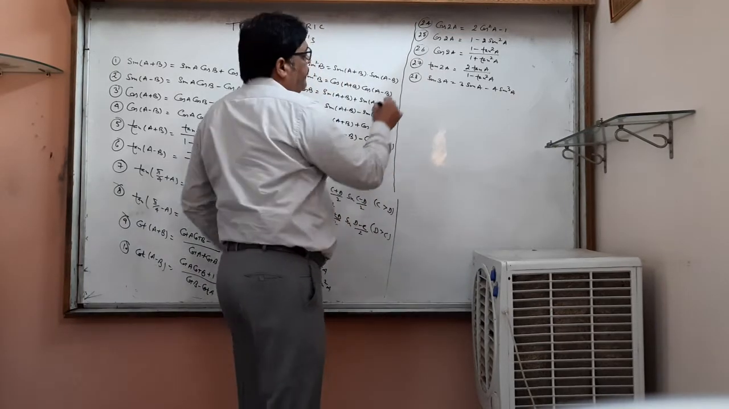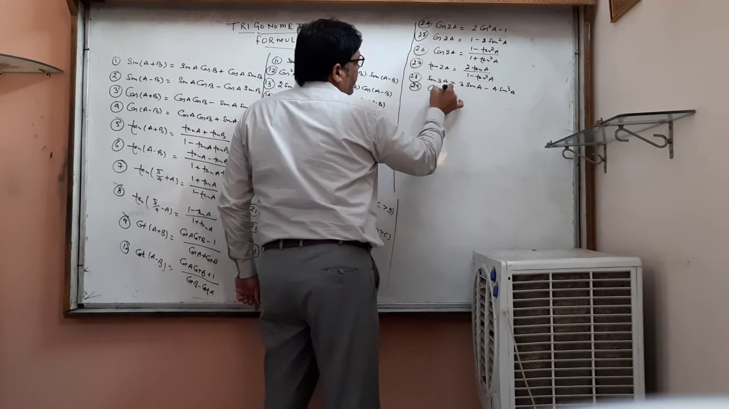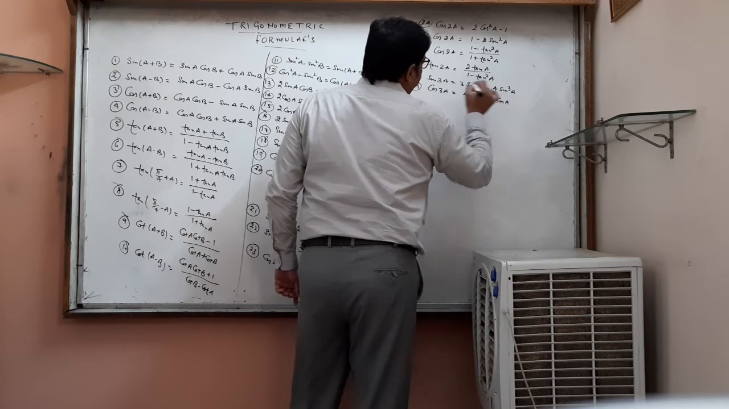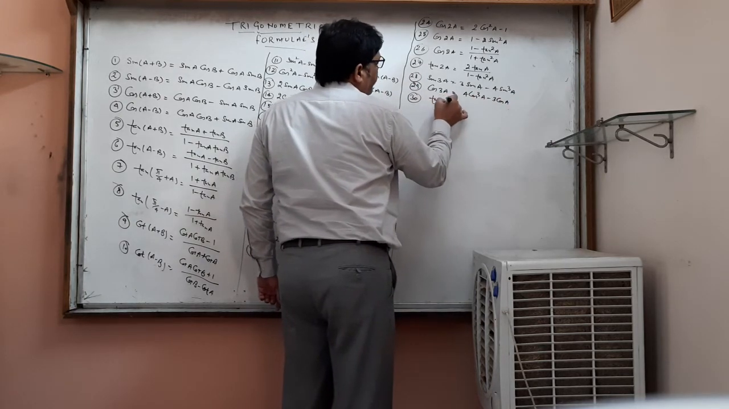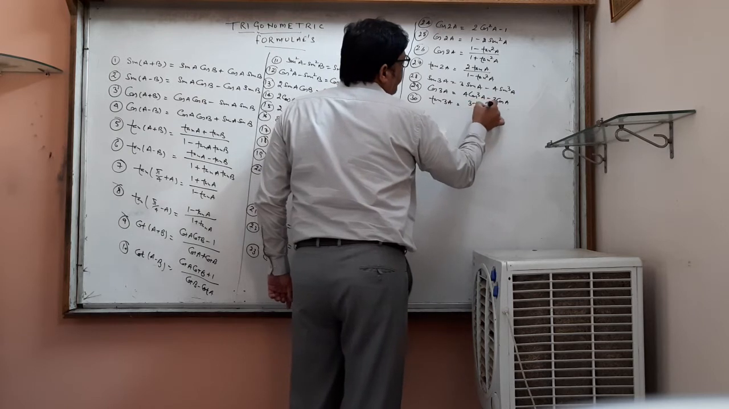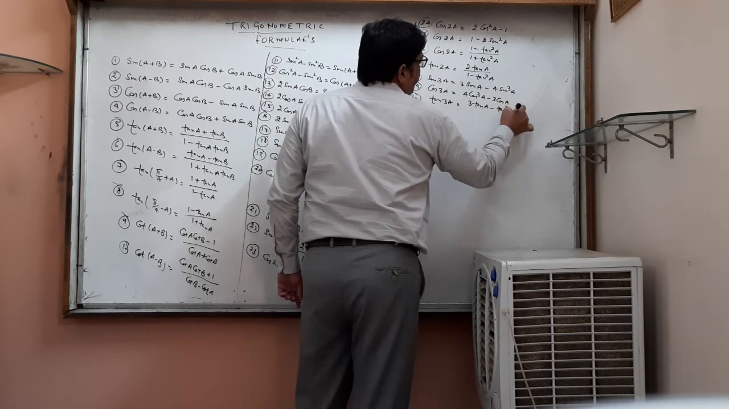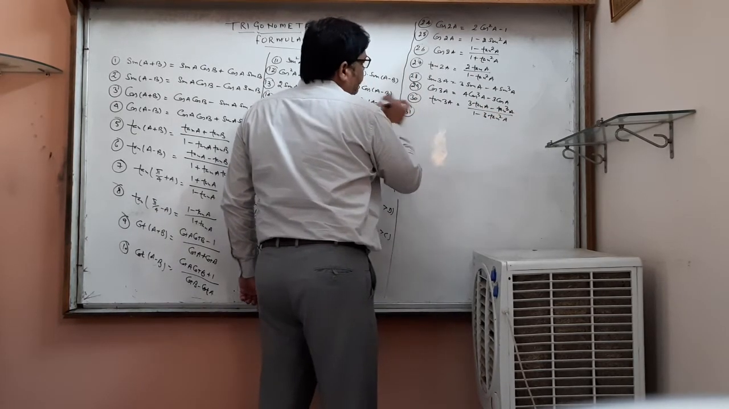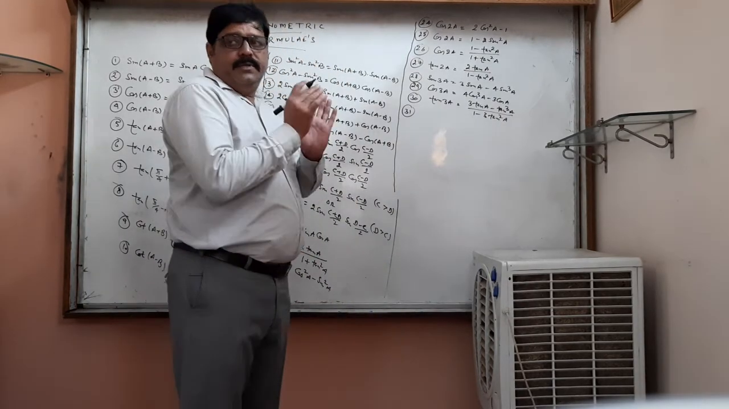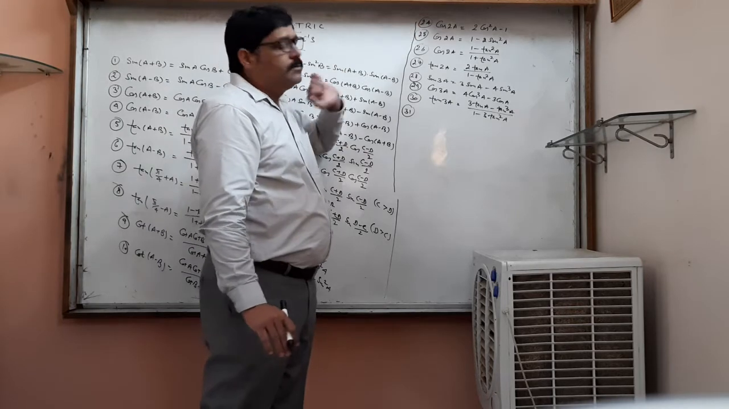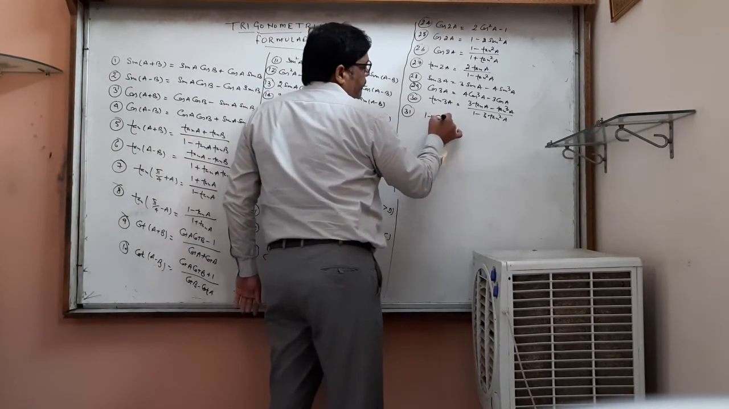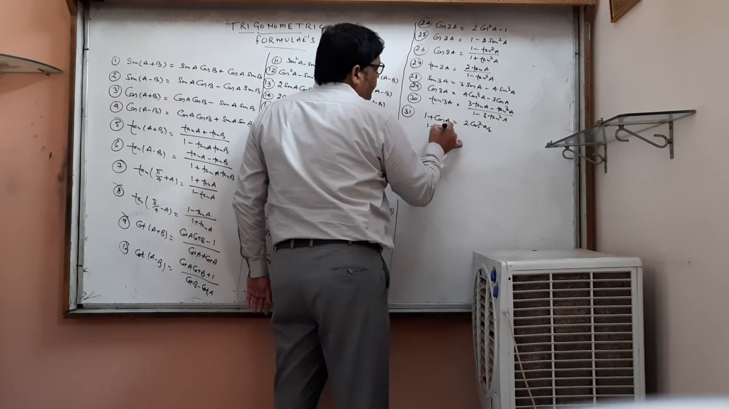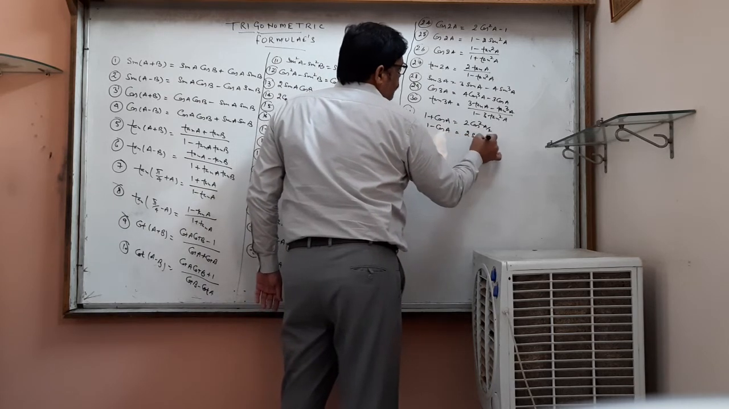Cos 3A is 4 cos cube A minus 3 cos A. Tangent 3A is 3 tan A minus tan cube A upon 1 minus 3 tan square A. Next, there are formulas which are formed by these. 1 plus cos A is 2 cos square A by 2, and 1 minus cos A is 2 sin square A by 2.